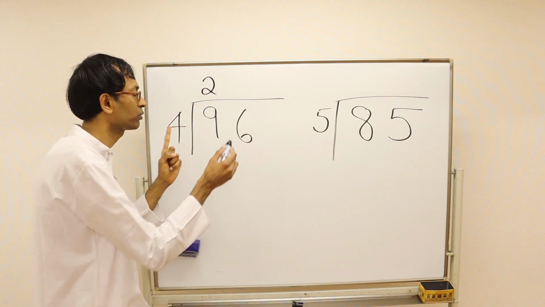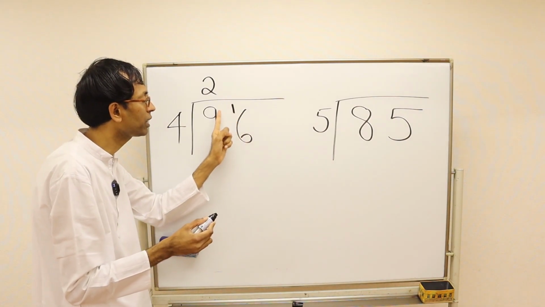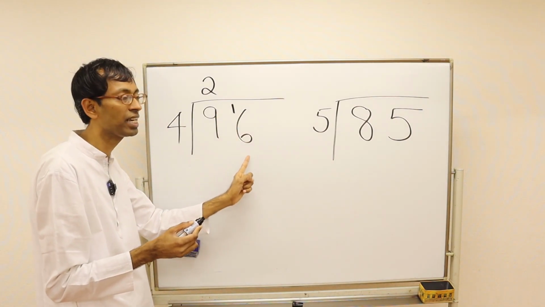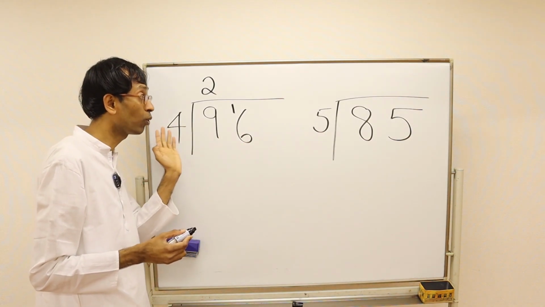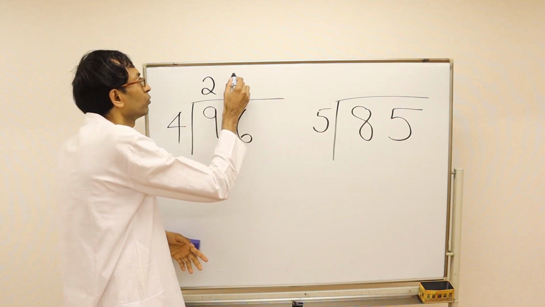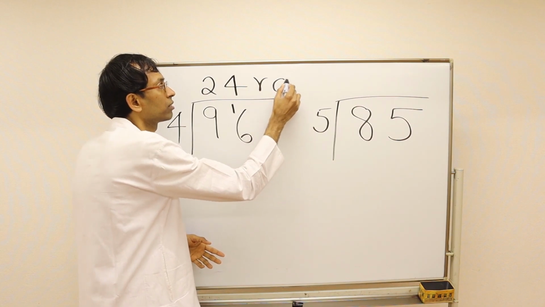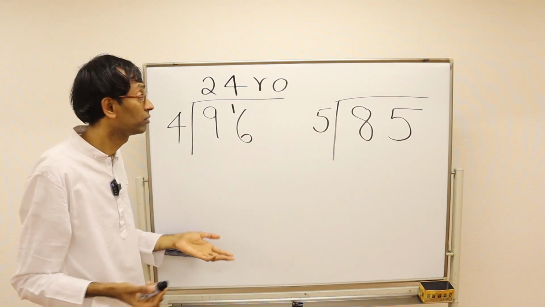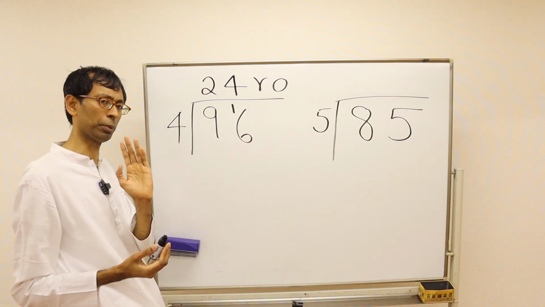It's like 1 box of chocolate, so actually it's 10 chocolates. Now how many remaining chocolates do you have here? 16. So 16 divided by 4. How many 4s are there in 16? 4 4s are 16 and the remainder is 0. You can write it if you want. We have cleanly distributed these 96 chocolates to 4 people.